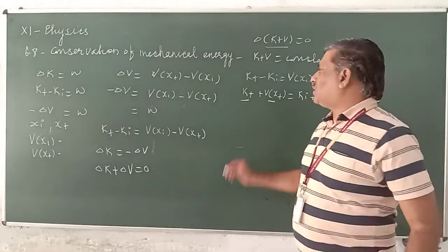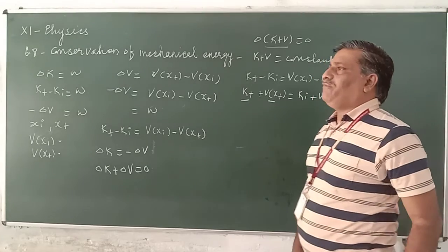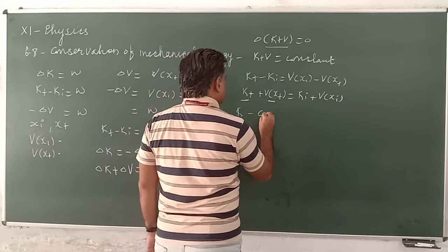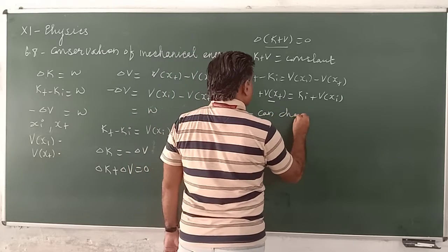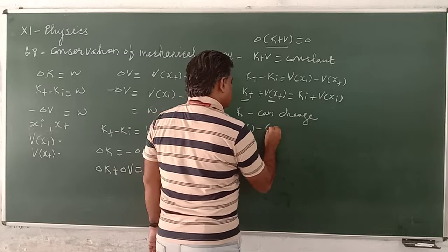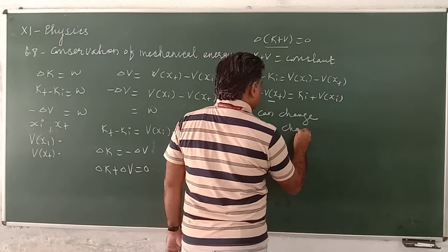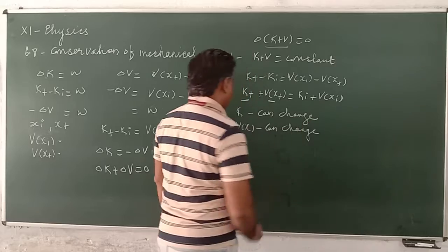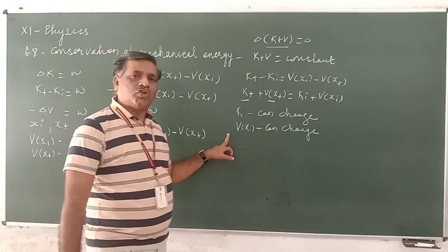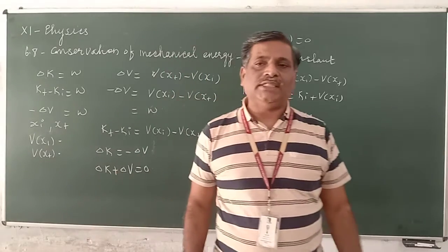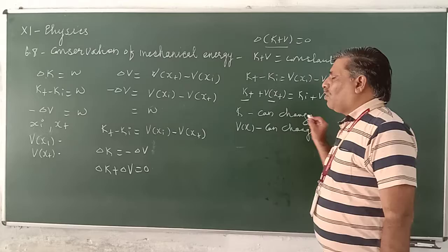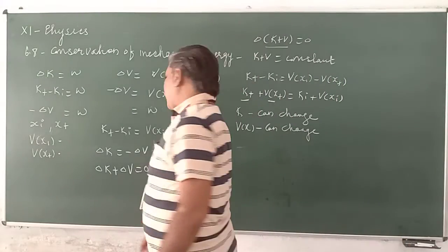Now, this indicates that at different locations, kinetic energy can change with position. Potential energy also can change with position. But what remains the same? Kinetic plus potential energy remains constant. There is no change in mechanical energy. And this is called the law of conservation of mechanical energy.